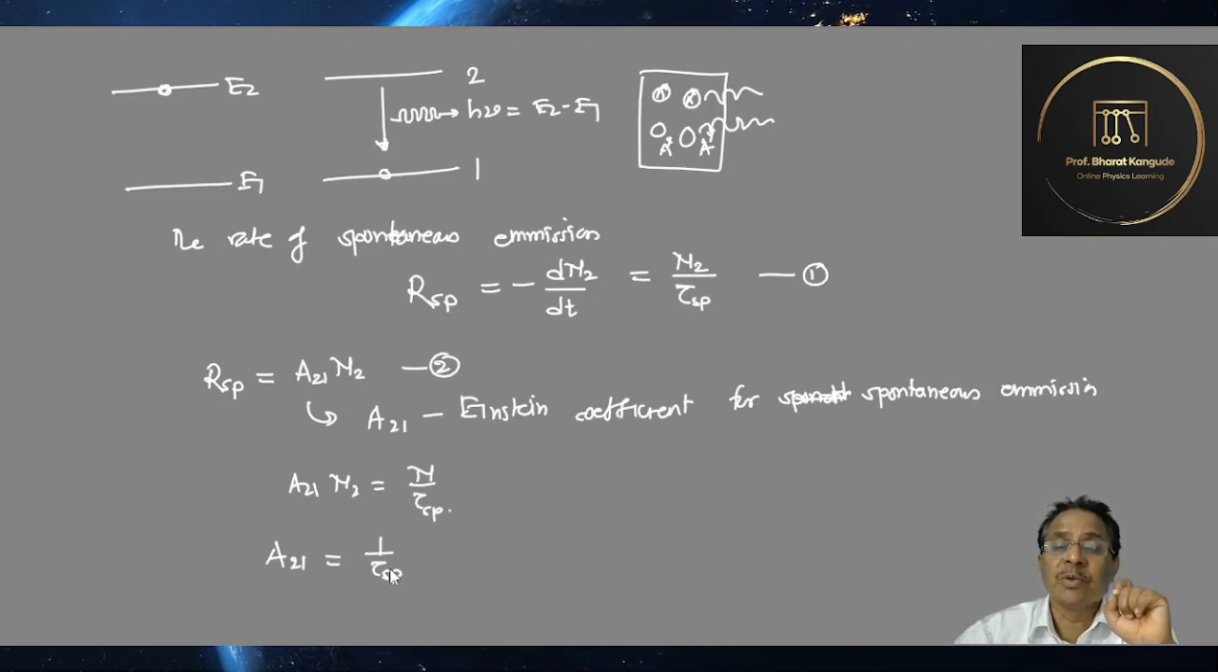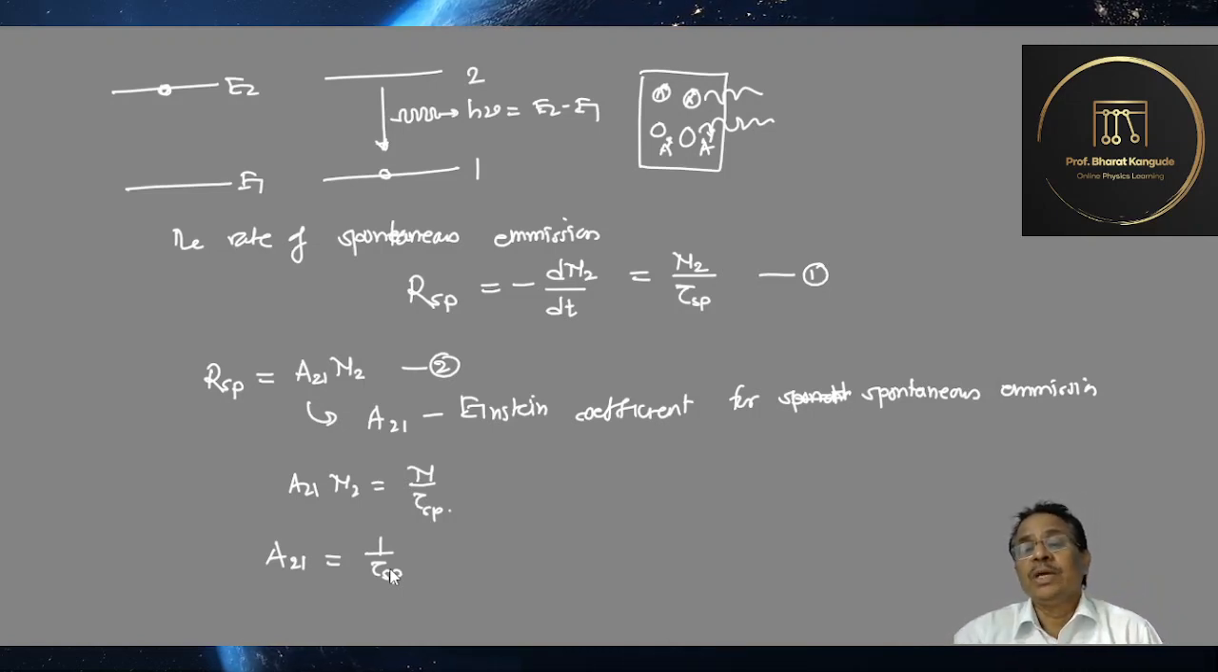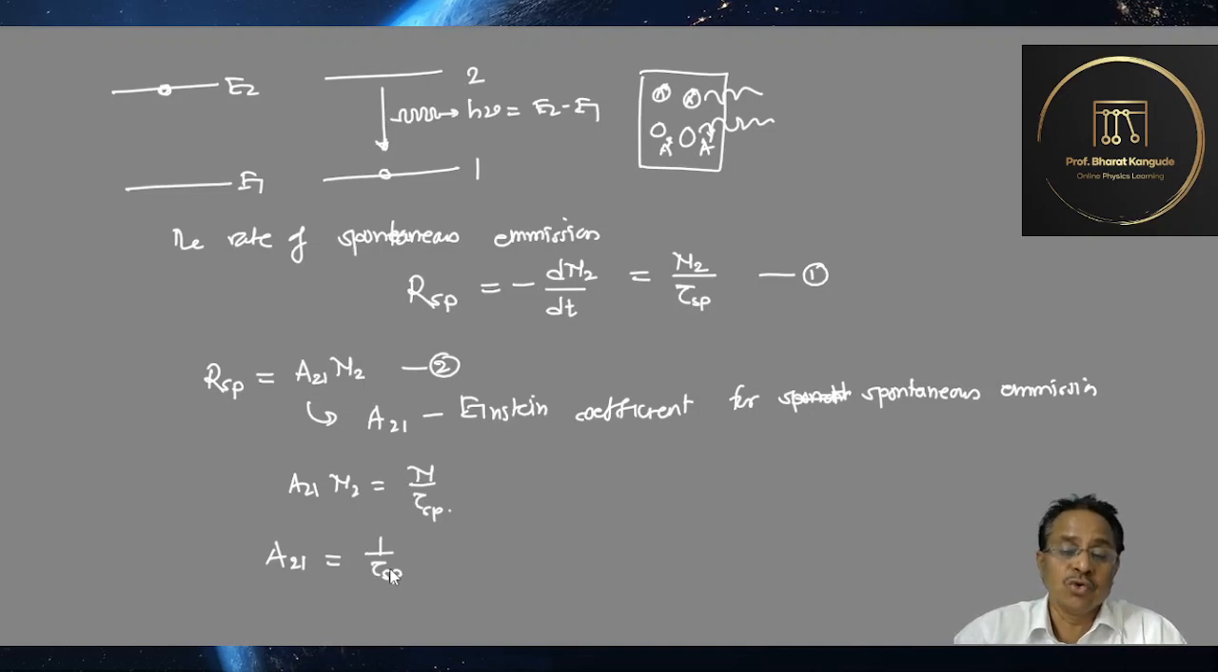So this rate is directly proportional to N2, and it is equal to A21 times N2. But this rate is also inversely proportional to tau SP, and this particular constant is nothing but Einstein's second constant A21, the constant for this type of spontaneous emission. So remember, P12 is for absorption, and A21 is for emission. So for emission and absorption, accordingly we use these particular constants.